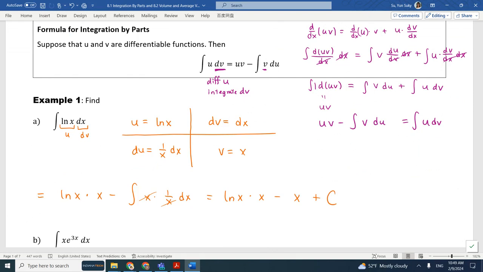So figure out the u. u is something you can differentiate and make the problem easier. And dv is whatever is left. Draw the line like this. Find the du, find the v, and then plug into the formula.